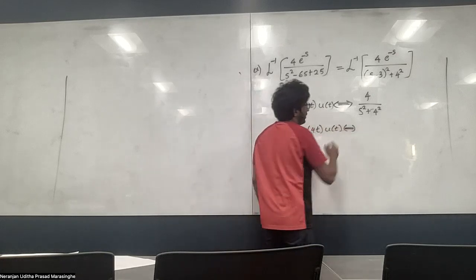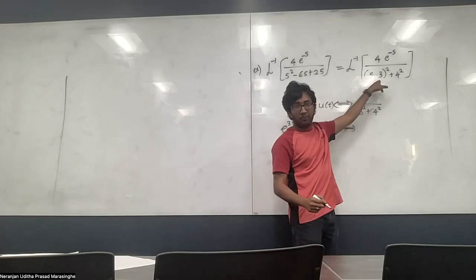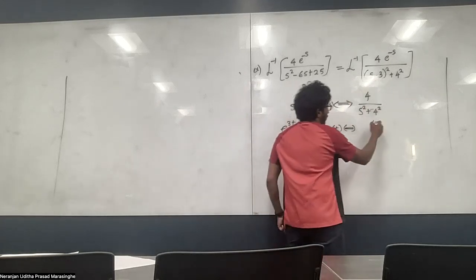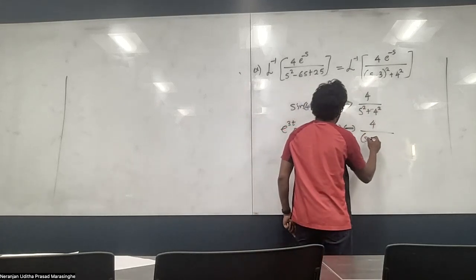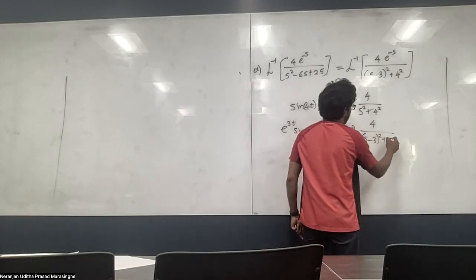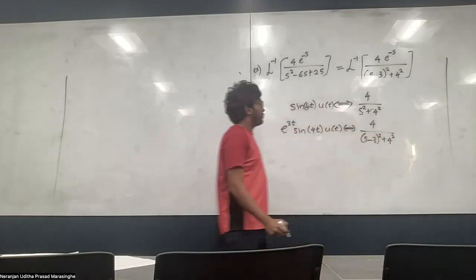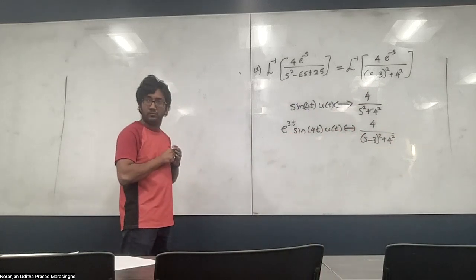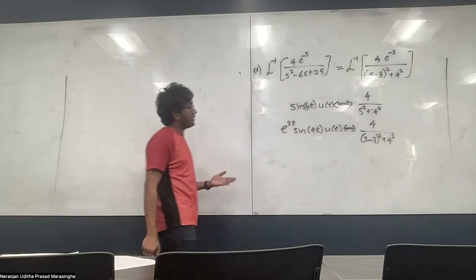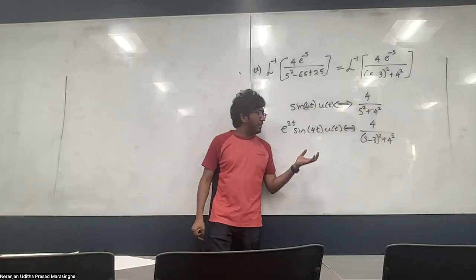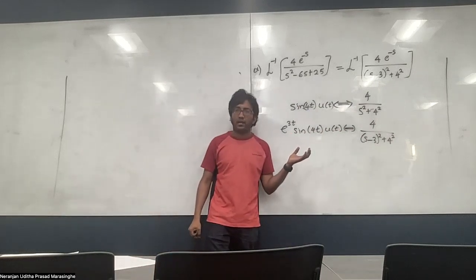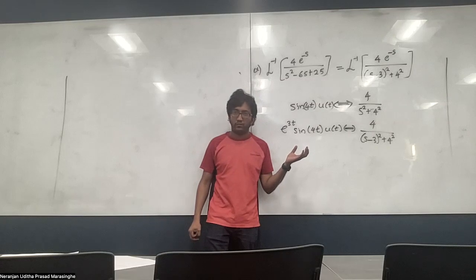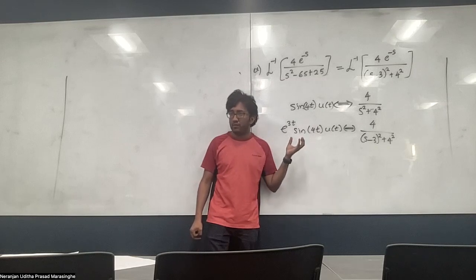That would give the translation in the Laplace domain. So I would get 4 divided by (s minus 3) to the power 2 plus 4 squared. Now what is the only missing part? That is the exponential in the Laplace domain. So if I need an exponential in the Laplace domain, what can I do? I can apply translation in the time domain.